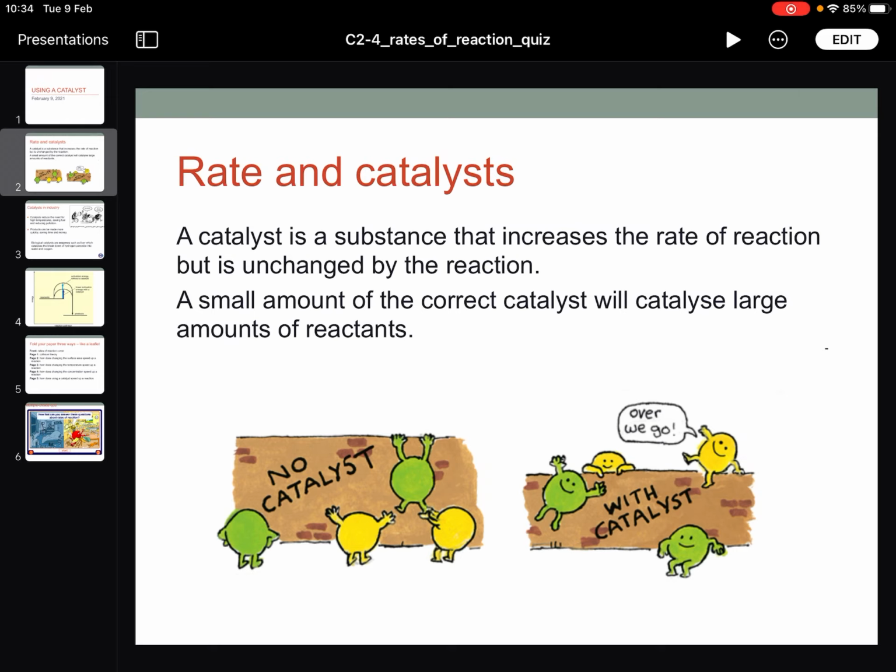So here we've got a little cartoon of some catalysts. On the left-hand side are some particles trying to get over a wall to react. And it's quite hard without a catalyst, so it takes them a while. On the right-hand side, with a catalyst, you can see the wall has been lowered. It's much easier for the particles to get over, so they react much quicker. Obviously, that's just an analogy, but it's quite a good one.